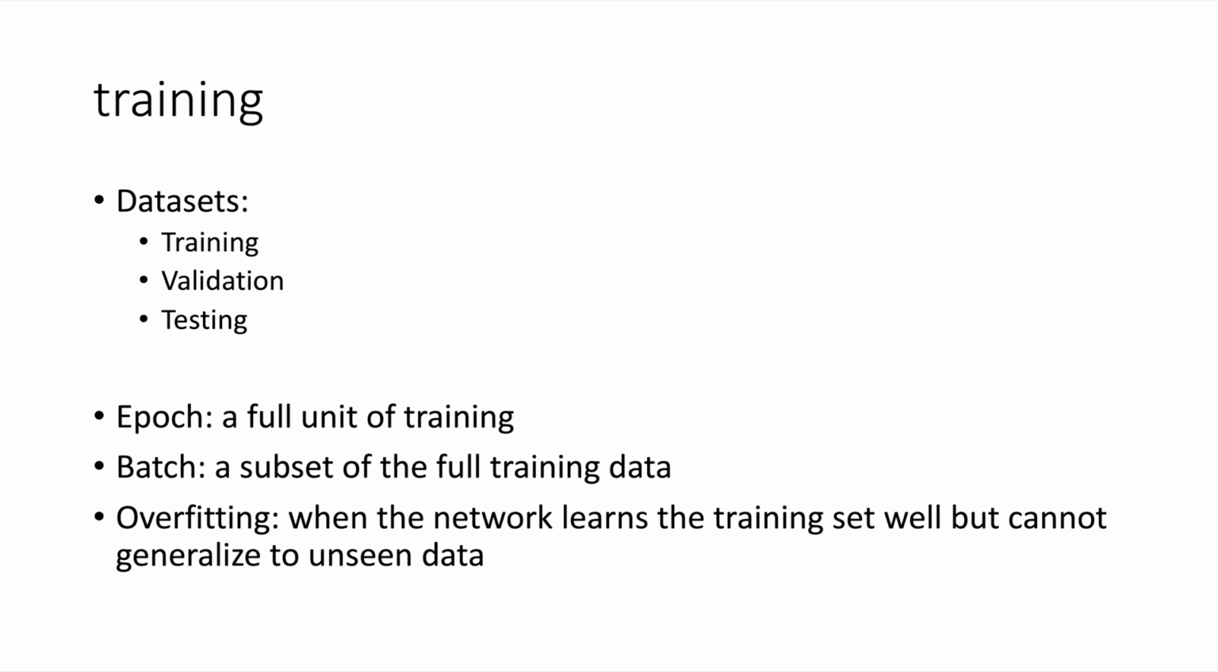A batch is a chunk of the training data. For efficiency reasons, we typically do not want to run the backward pass on every single piece of data because of how computationally expensive it is. Instead, we create small batches of data that we train on all at once. Overfitting is when our network learns the training set well but fails to generalize to unseen data.